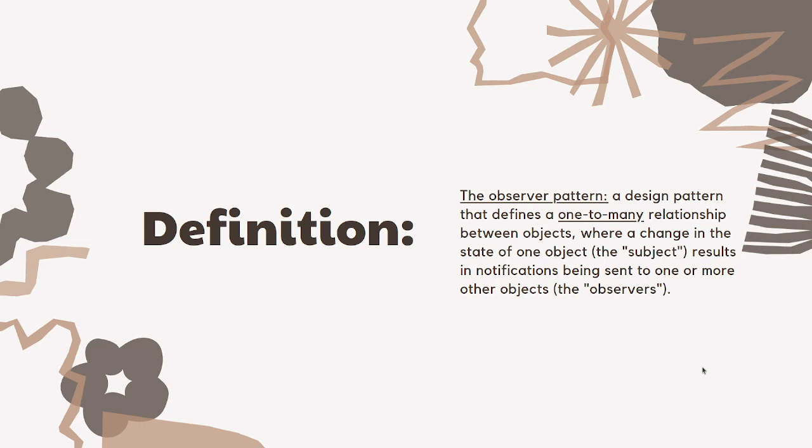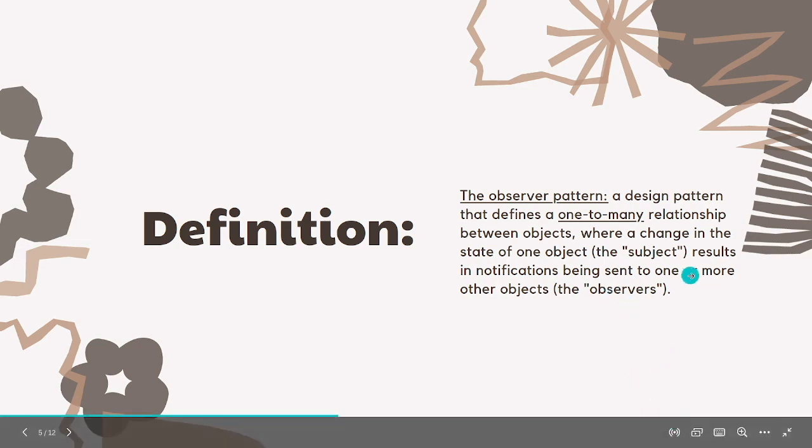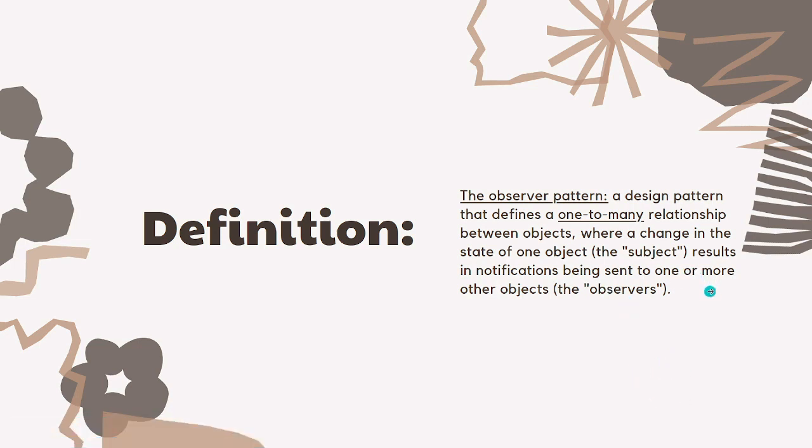And then about the observer pattern. The observer pattern is a design pattern that defines a one-to-many relationship between objects, where a change in the state of one object, the subject, results in notifications being sent to many other objects, the observers.